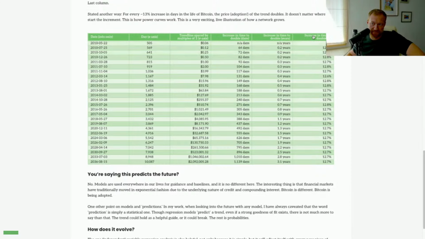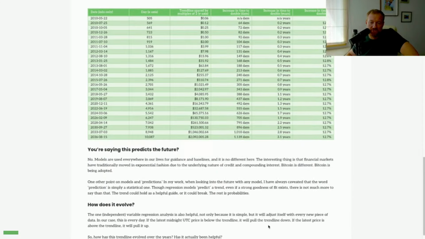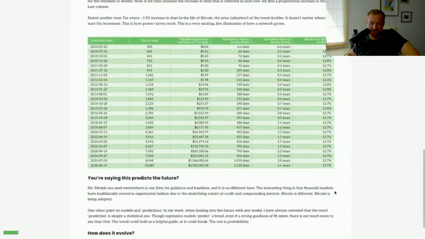So notice what it says here: increase in time to double. This means for every 12.7% increase in the life of Bitcoin, which is denoted in this column, the price of Bitcoin doubles. That's the curve that we're running at the moment, and we've been running basically since 2016. There is just nothing exponential about it. It's a really important point to understand.